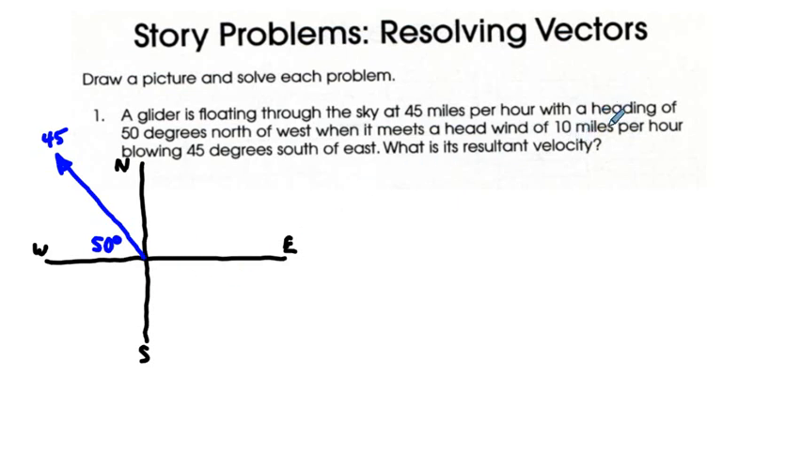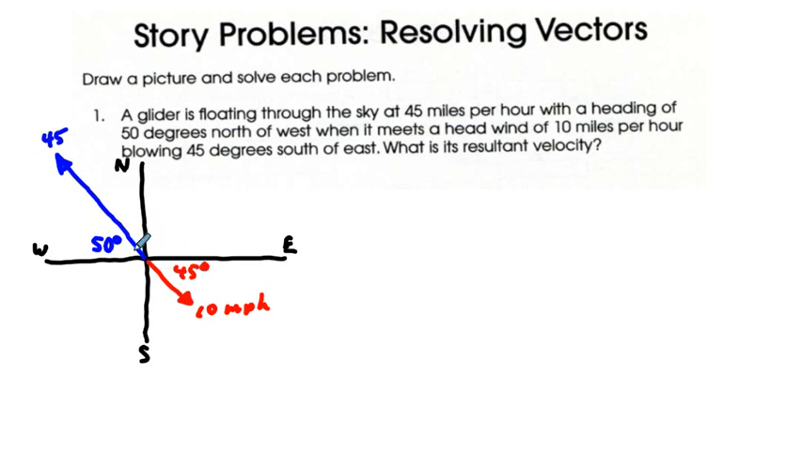And it says it meets a headwind of 10 miles per hour blowing 45 degrees south of east. So I'm going to take this red one here, and I'm going to go 45 degrees south of east, which will be just equidistant between south and east. So here it is. I'm going to make it just a little bit shorter. So this is going to be 10 miles per hour. And this one's going to be a 45-degree angle. That's our reference angle.